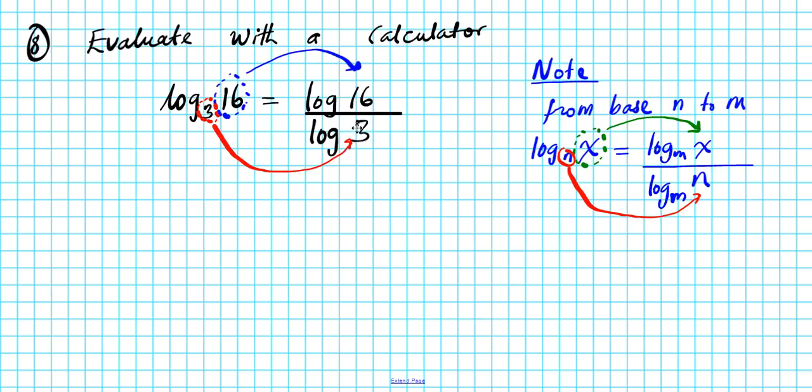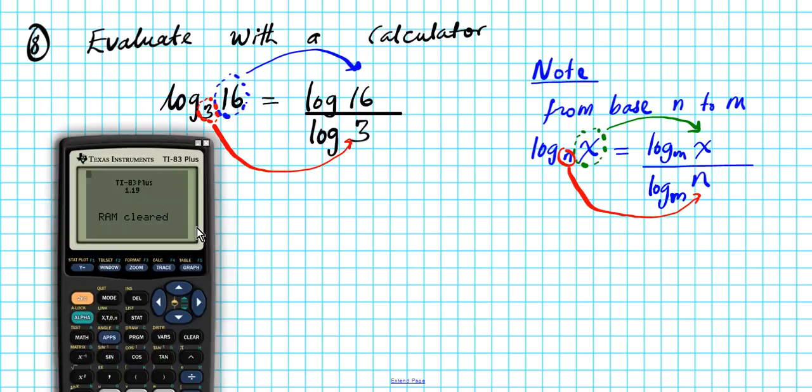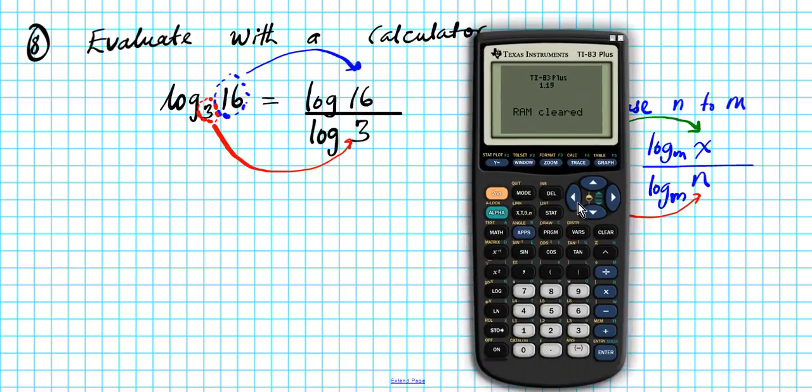So our calculator understands this expression because it's written in log base 10. Okay, so our answer is going to be log 16 divided by log of 3, base 10. Okay, so we have 2.5237. This is approximately 2.5237 to 4 decimal places.